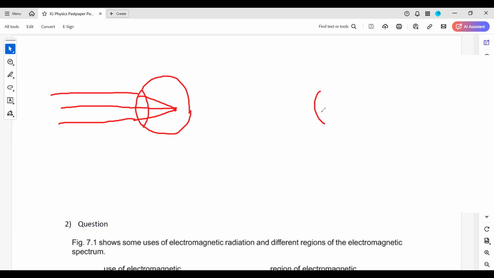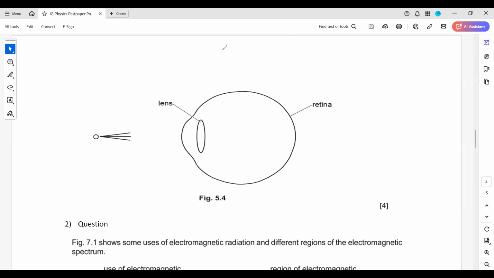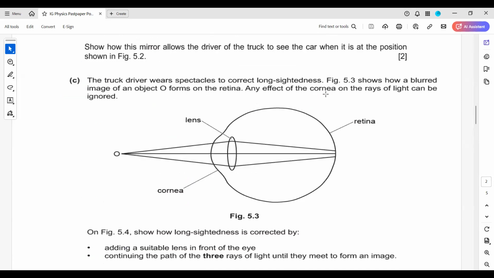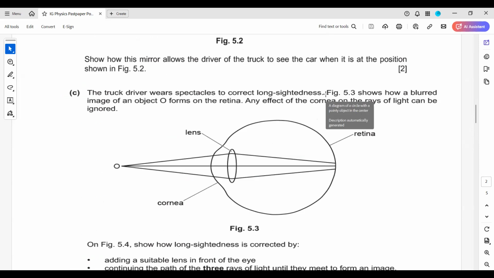And the second possibility, the light rays may not converge on the retina, meaning they converge after the retina. So in both cases, the image will be blurred. For correction of the defect of an eye, we use a convex or a concave lens. Long-sightedness means we are able to see the objects which are far, but not the objects which are closer. And short-sightedness, we are able to see the objects which are close, but not the objects which are far.